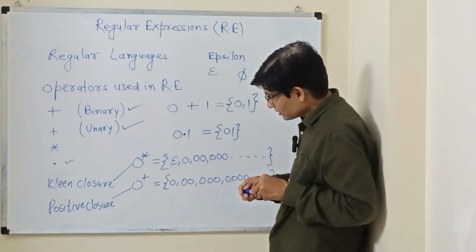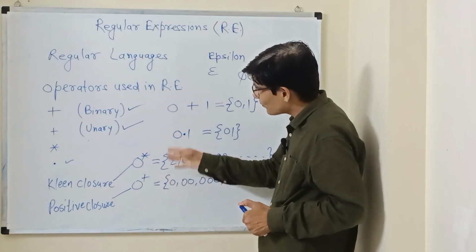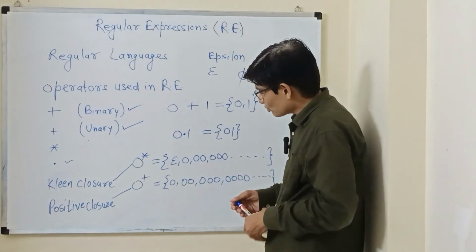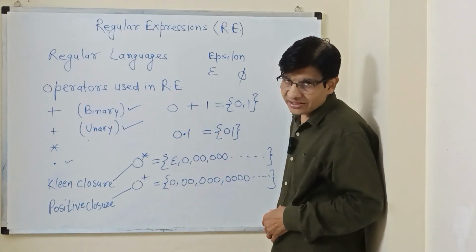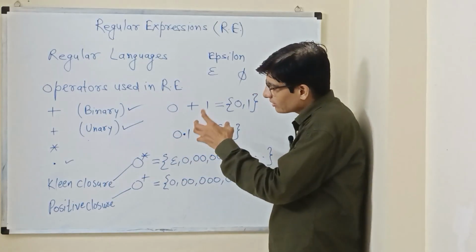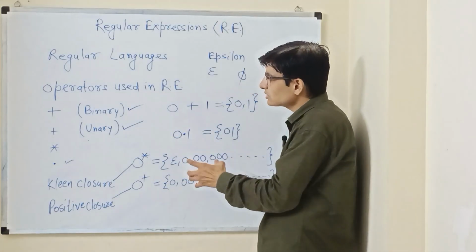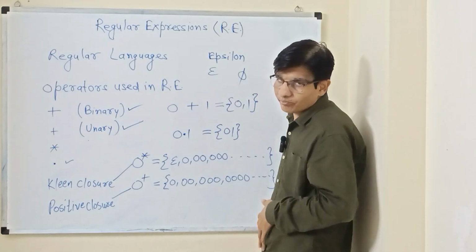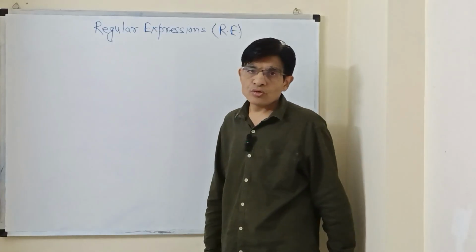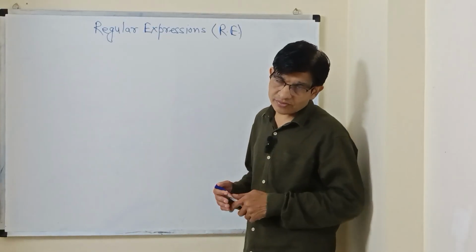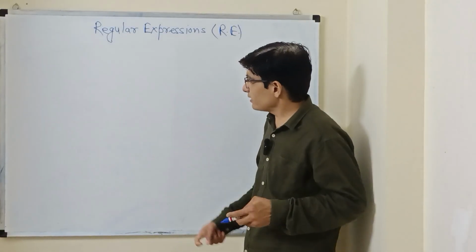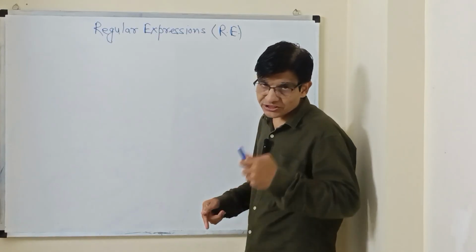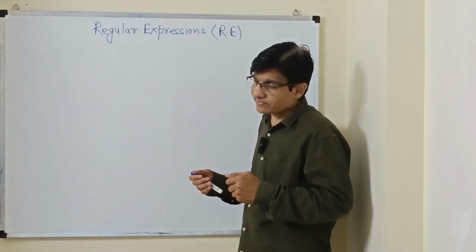So these four operators we use in regular expressions. I hope friends it is very much clear. Now I will tell you how to use these operators to create some regular expressions. We will take some examples, and first I will tell you how to create a regular expression for a given set of strings.